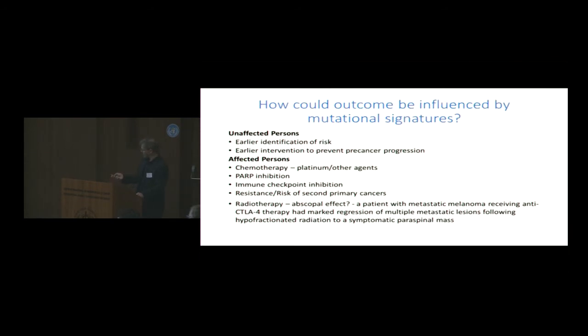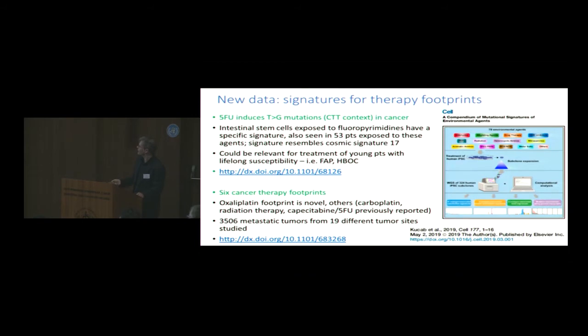So how could outcome be influenced, as a summary? Well, obviously early identification of risk, early intervention to prevent precancer progression in affected persons. Obviously it's really chemotherapy choice, and the interesting question of second primary cancers comes up because of all the recent papers that we heard a little bit about earlier. I'll put the slide up, but I won't go over it because you discussed this. This very same picture was shown earlier by the progenitor of the picture, so I won't try to explain it.